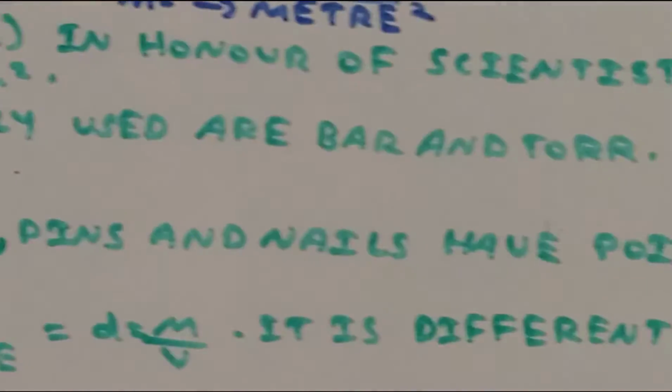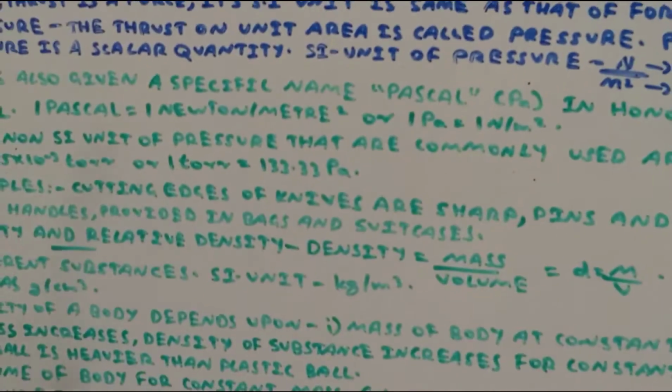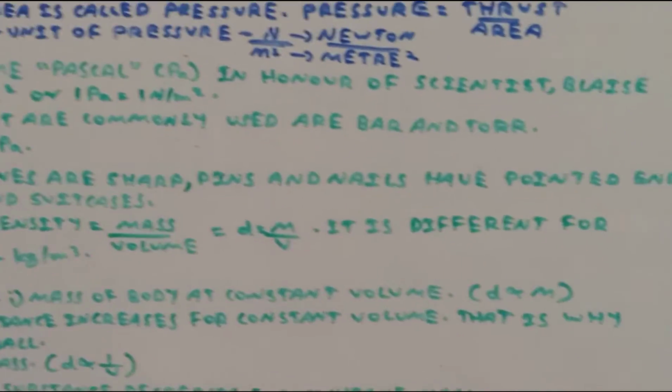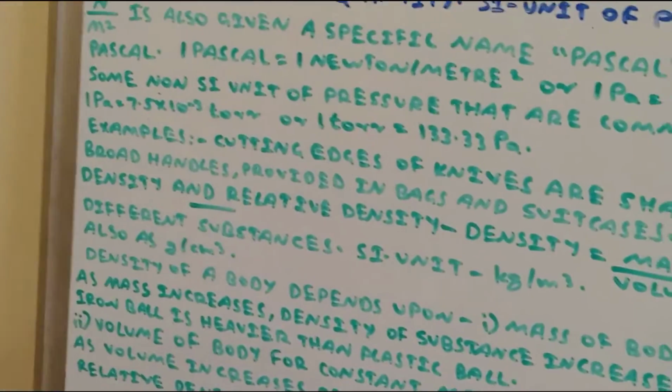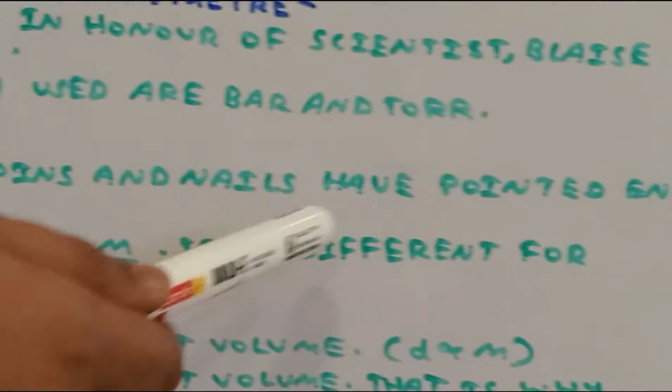Pressure depends upon the thrust and the area of contact in the following manner. Pressure is directly proportional to the thrust: the more the thrust, the more the pressure, if the area of contact is constant. Also, pressure is inversely proportional to the area of contact: the smaller the area of contact, the larger the pressure, if the thrust is constant. Some examples are the sharp cutting edges of knives, pins and nails with pointed edges, and the broad handles provided on bags and suitcases.